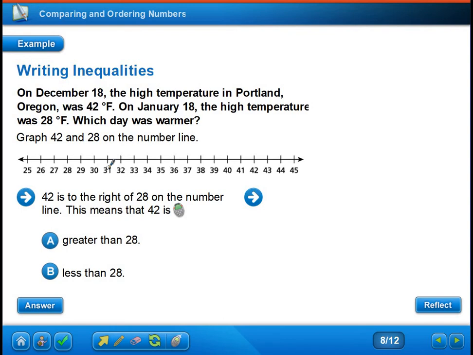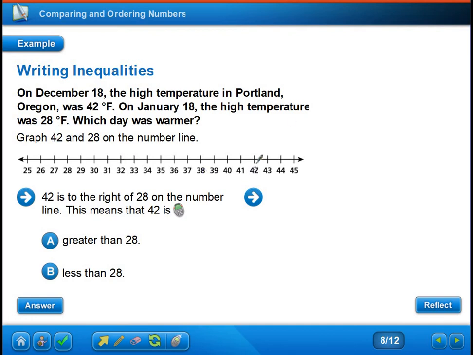All right, so now we're going to take those statements of ordering numbers from least to greatest and greatest to least, and turn them into what's called an inequality. From your vocabulary, you should know that an inequality is a statement that compares two values. On December 18th, the high temperature in Portland, Oregon was 42 degrees Fahrenheit. On January 18th, the high temperature was 28 degrees Fahrenheit. Which day was warmer? Again, we can use our number line and graph the numbers.